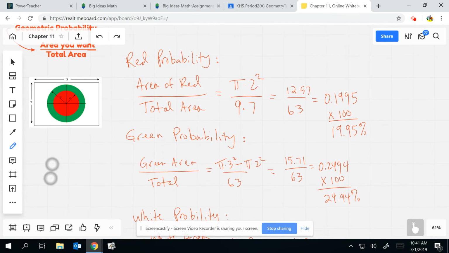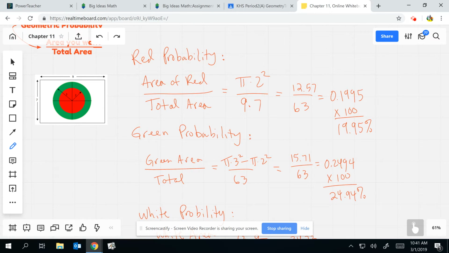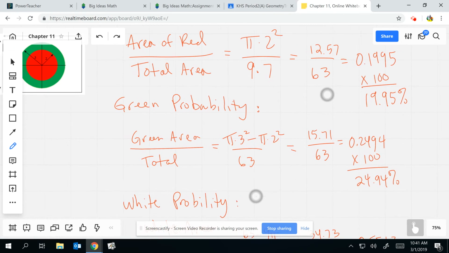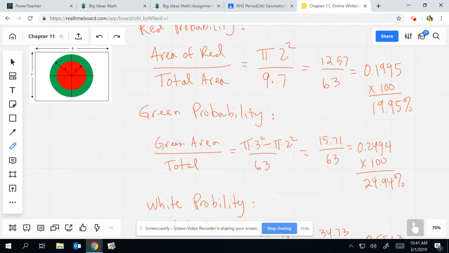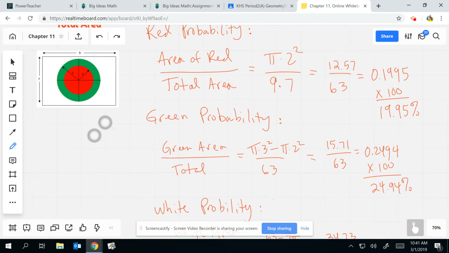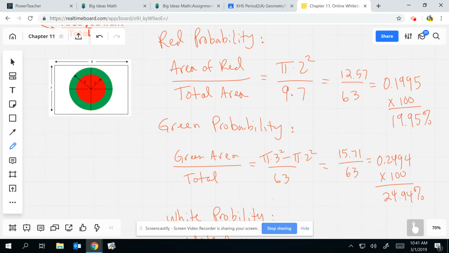The green one, now how do I get the green area in this? What is your plan to get the green circular part? It's just a strip around the red. How do I get that? Make a plan. Why do you think I did pi times 3 squared minus pi times 2 squared? What does the pi times 3 squared represent? The whole circle. The 3 is the whole radius right here.